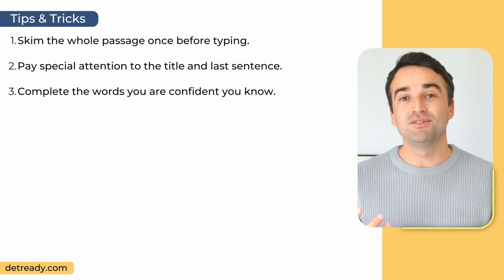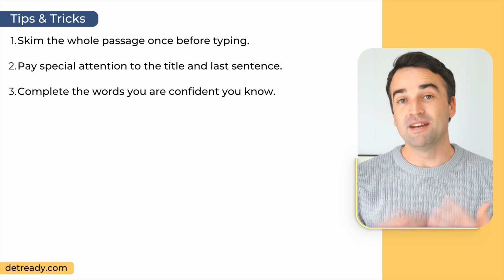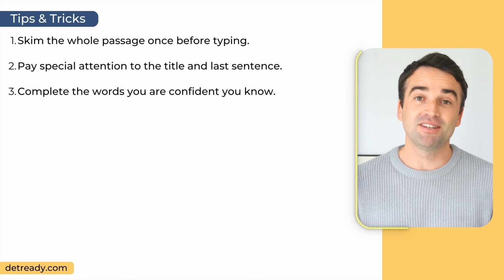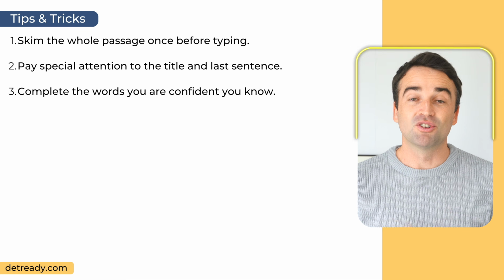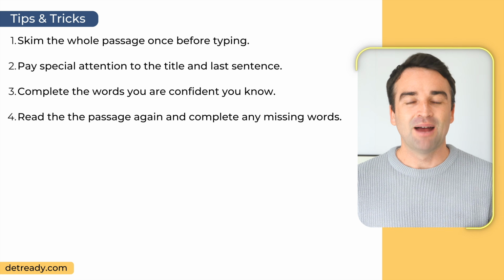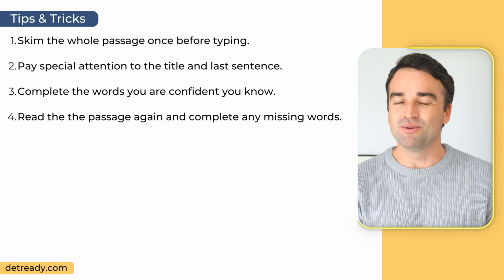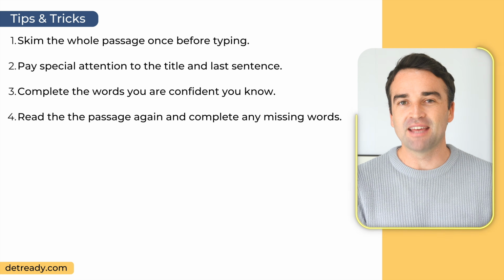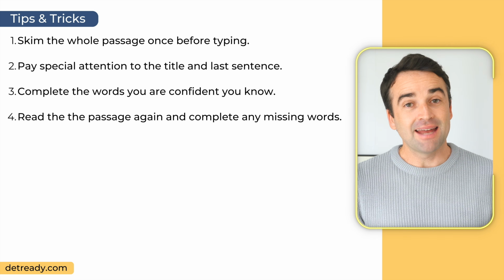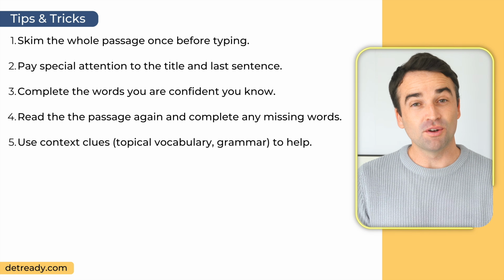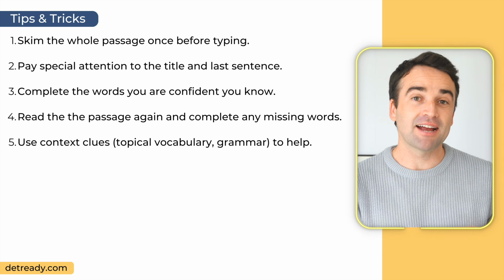Next up, I want you to complete all the words you know naturally. So as you're reading through the passage, it's likely you'll know what some of the words are without thinking too much. So go ahead and complete those words. And once you've completed all the words you knew easily, then read the passage again and try to figure out what the other incomplete words are. And in order to complete the words you're not sure of, you should use context clues. Context clues could be topic vocabulary or your grammatical knowledge.